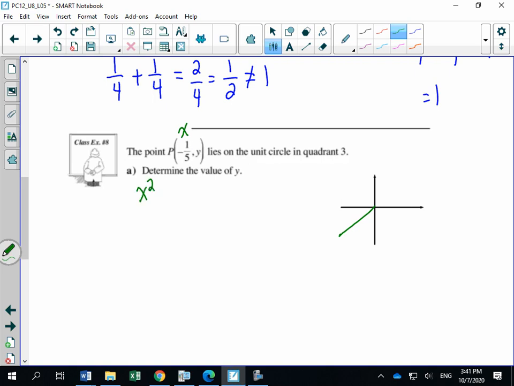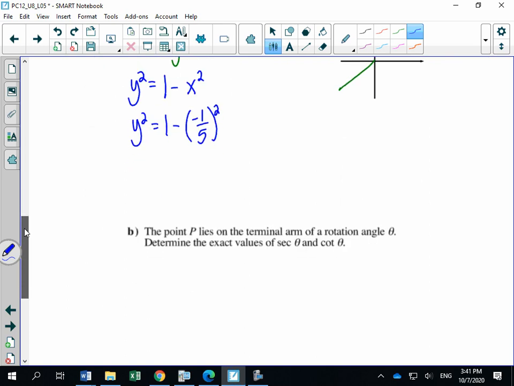We know that if it lies on the unit circle, x squared plus y squared is equal to 1. If they want me to get y by itself, y squared is equal to 1 minus x squared. From here, y squared is equal to 1 minus negative 1 over 5 squared. Y squared is equal to 1 minus 1 over 25.